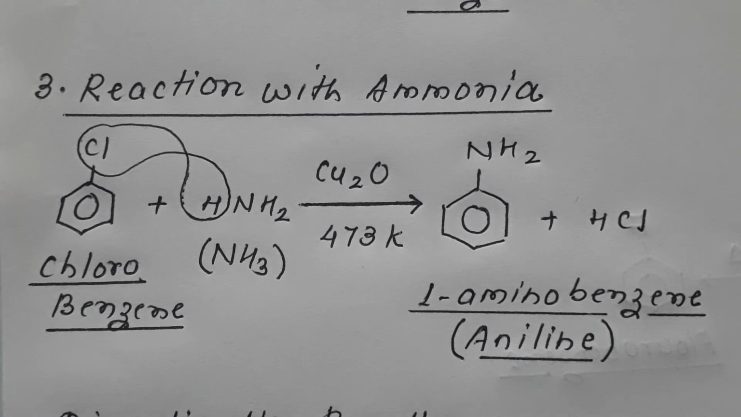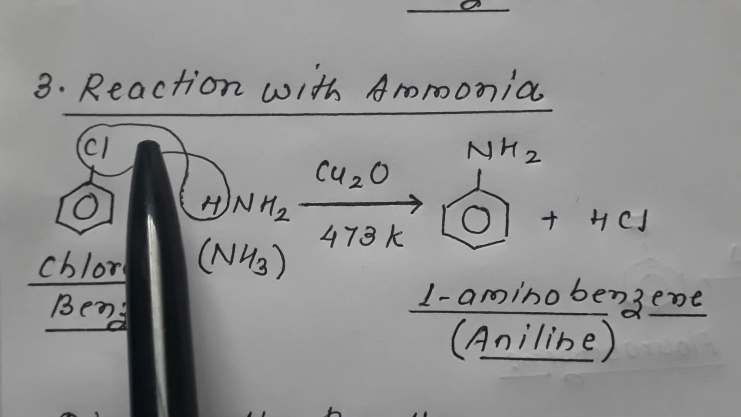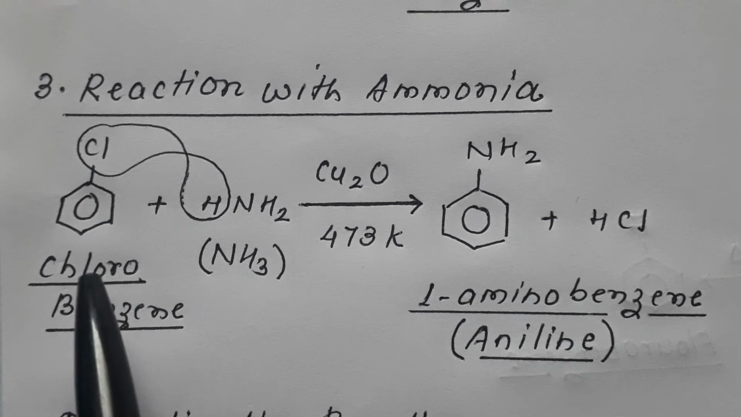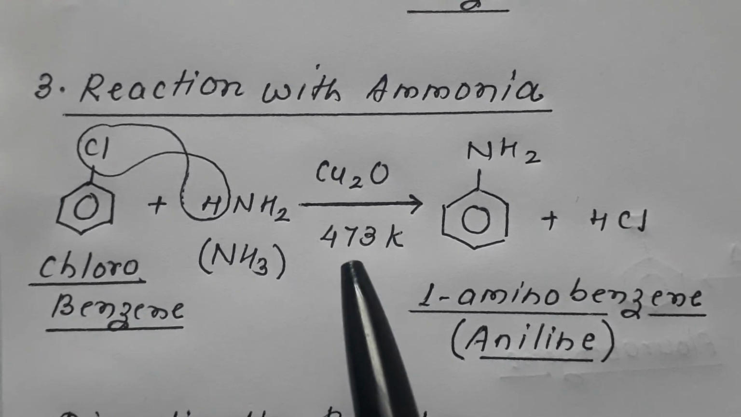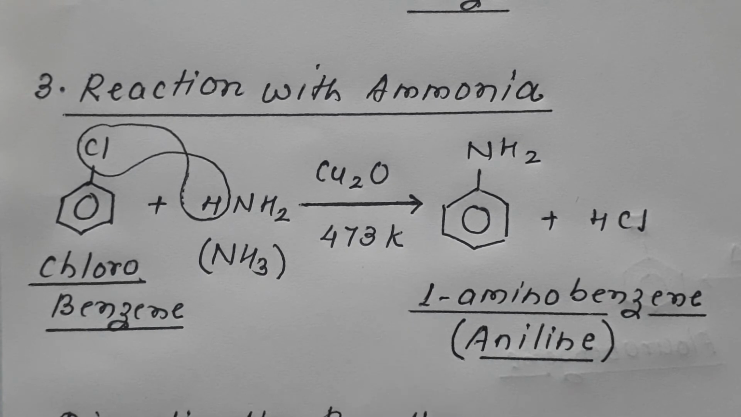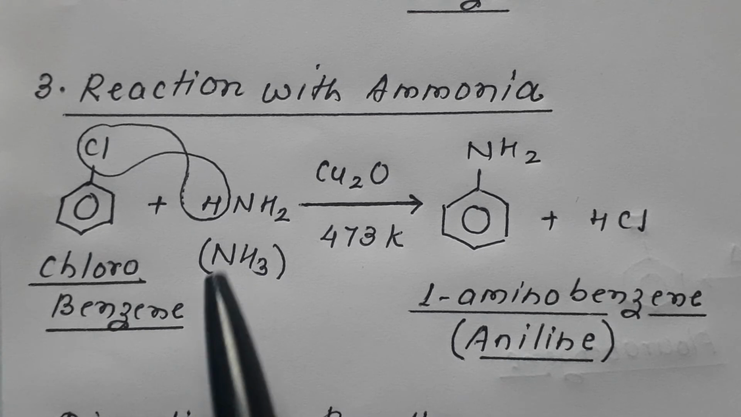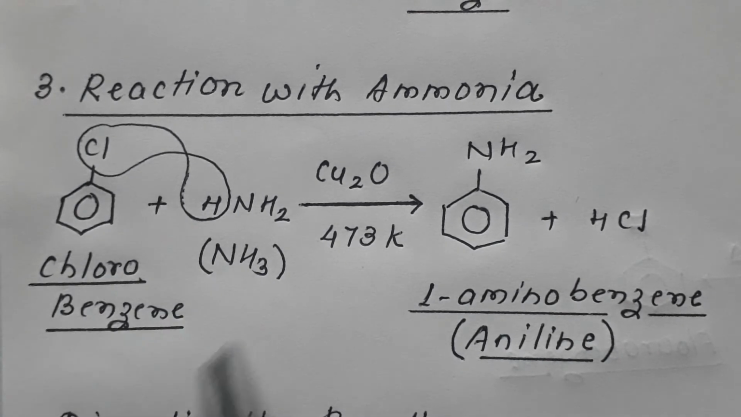Now the next reaction is the reaction of chlorobenzene with ammonia. Remember that when chlorobenzene is made to react with ammonia, this reaction takes place in presence of cuprous oxide, a catalyst, at temperature 473 Kelvin. One H and one Cl go off in the form of HCl, and NH2 comes on the ring, resulting in formation of one amino benzene, that is aniline. So we have converted chlorobenzene into aniline.